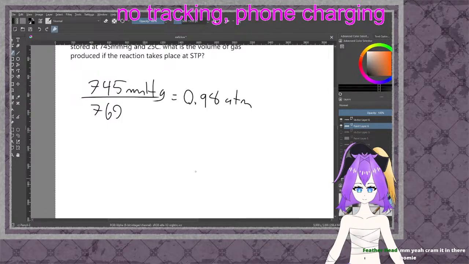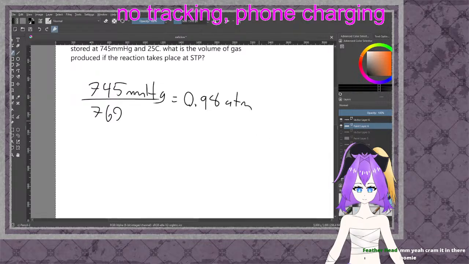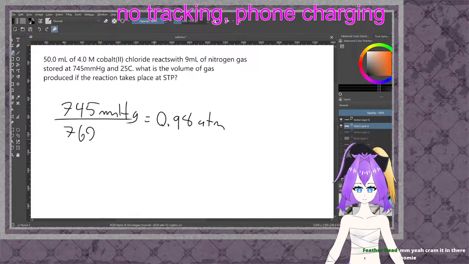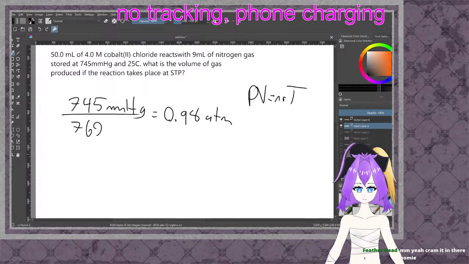Alright, periodic table, here we go. This is a little annoying because we have to do ideal. Not ideal, what's it called? So we do ideal, but we also have to do the limiting reactant, which is annoying. So first we gotta do the equation. This is just long, busy work.